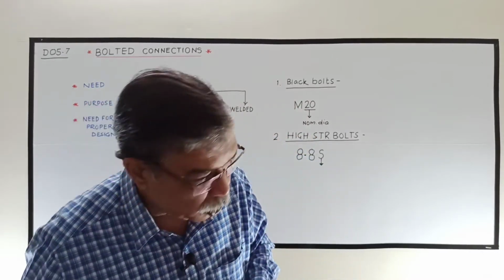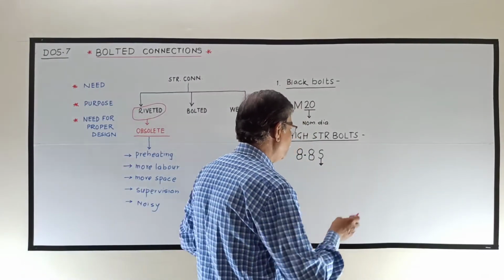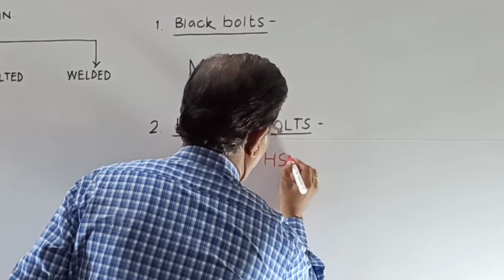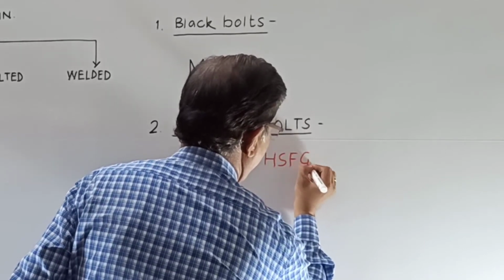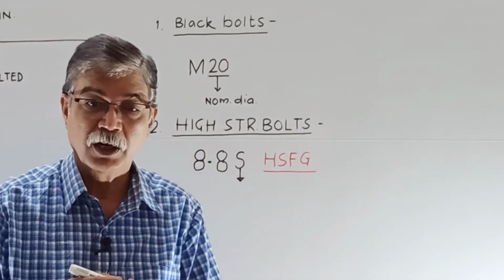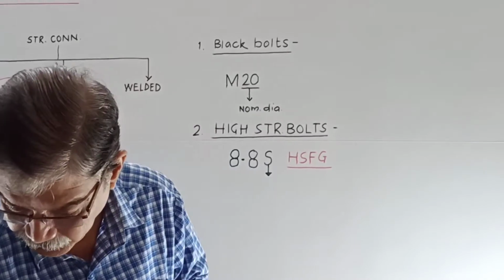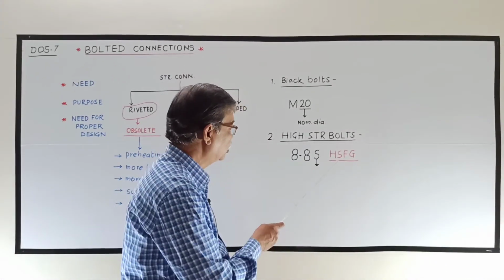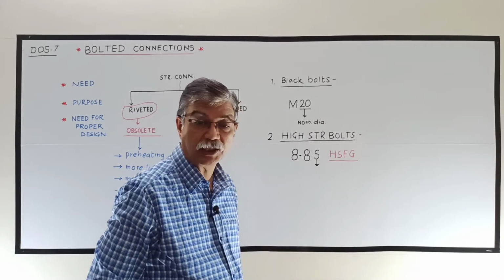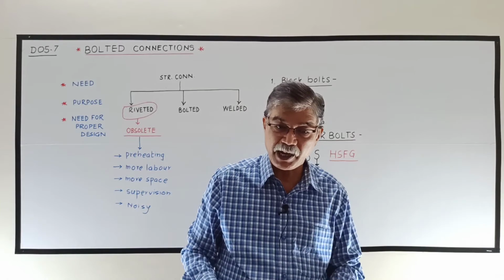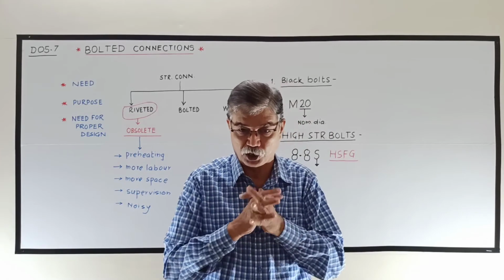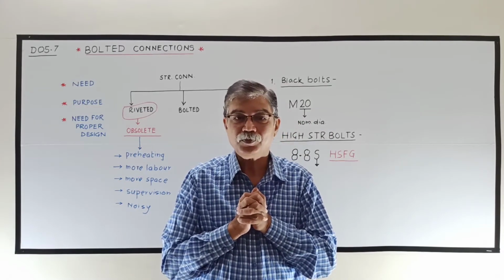Amongst these high strength bolts, the most commonly used high strength bolts are HSFG, that is high strength friction grip bolts. Okay, try to understand this. H high, S strength, F friction, G grip. HSFG bolts are very commonly used. High strength friction grip bolts. Now look here.